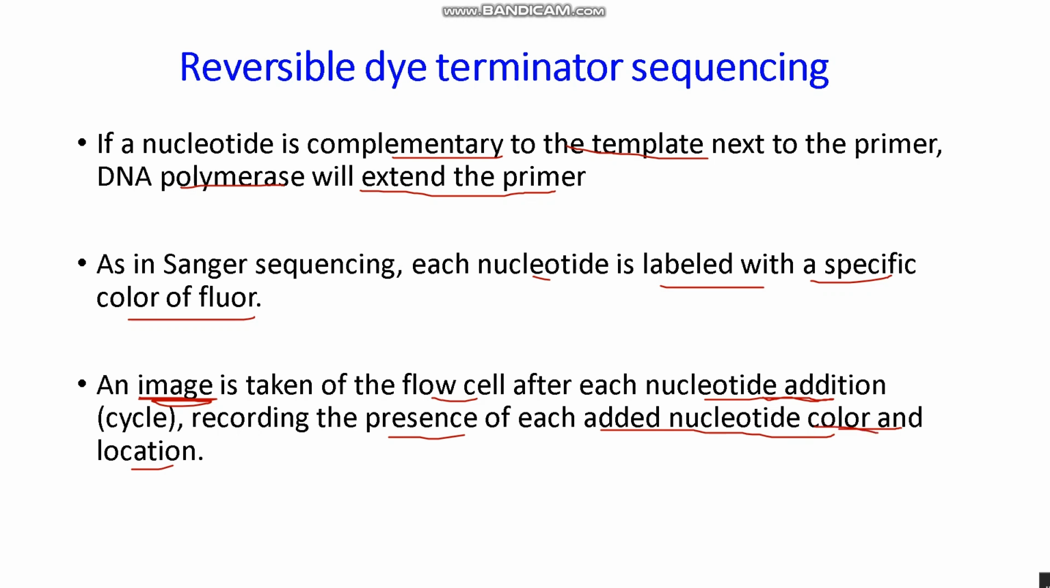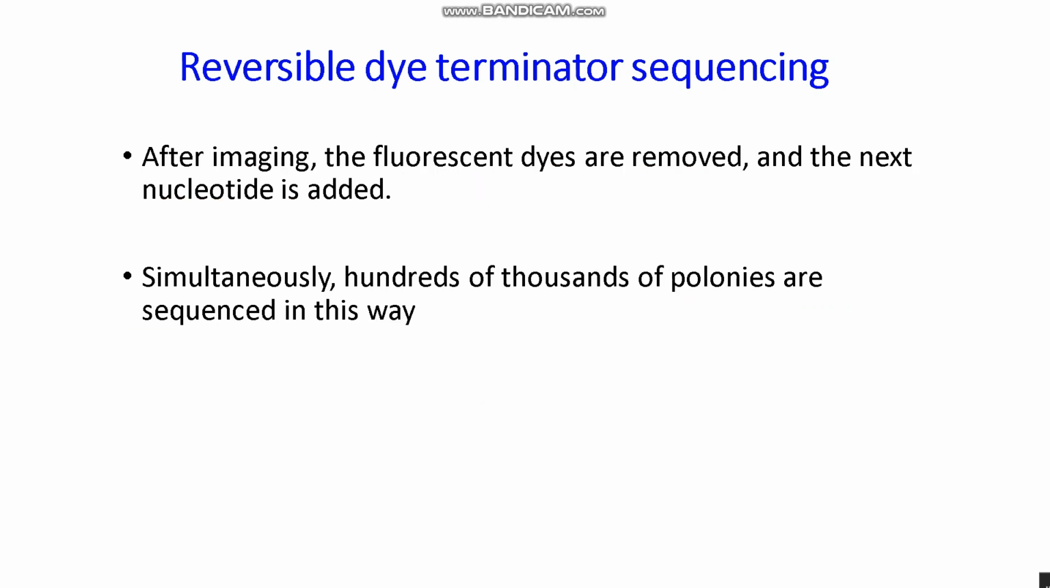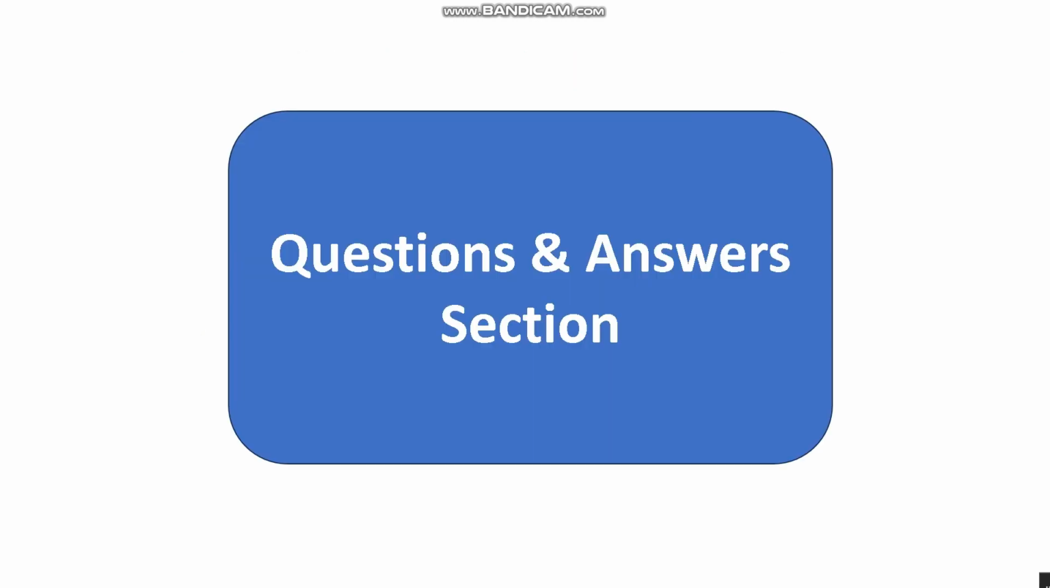The color and the location of the nucleotide is recorded. After imaging, the fluorescence is removed. Okay, the dye is removed and the next nucleotide is added. Simultaneously, hundreds of thousands of polonies are sequenced in this way.